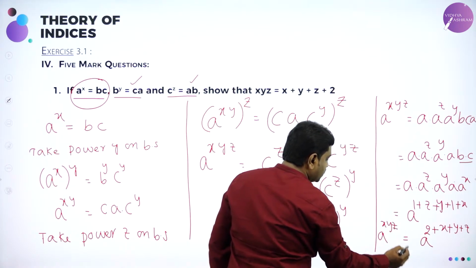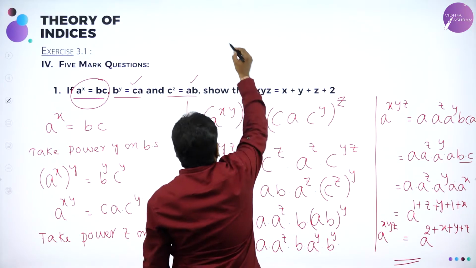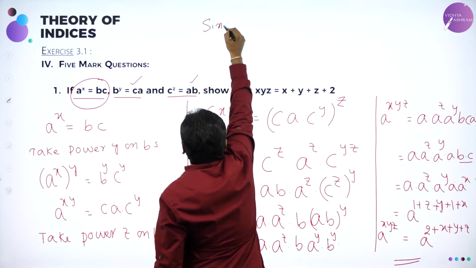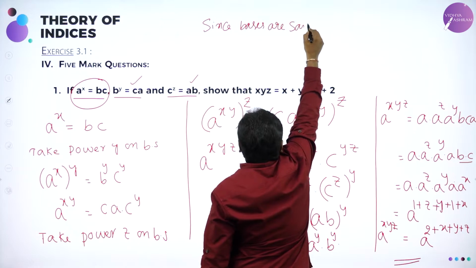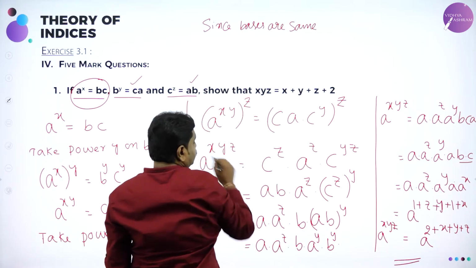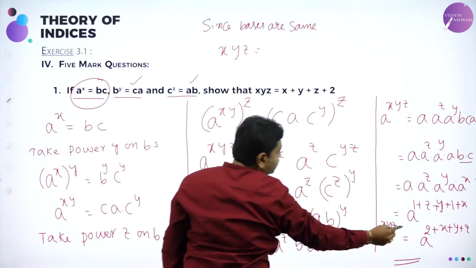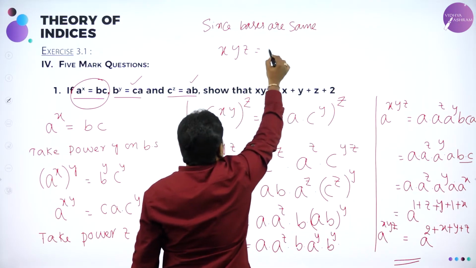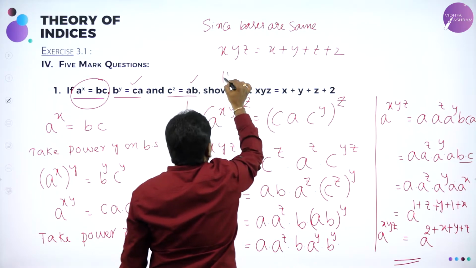So now you can see both the sides bases are same. Since bases are same, I can equate the powers. Equating the powers. What is the power here? x into y into z. What is the power there in RHS? 2 plus x plus y plus z, or I'll write x plus y plus 2 plus z. Hence the proof.